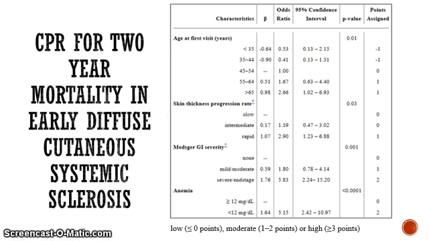For this example, I have a CPR here for 2-year mortality in early diffuse cutaneous systemic sclerosis. So as you can see, there are 4 different characteristics used. So there's age at the first visit, skin thickness progression rate, GI severity, and then anemia. And then on the far right hand column there are points assigned. So depending on, for example, if the age was less than 35 years at the first visit, the score would be a -1.